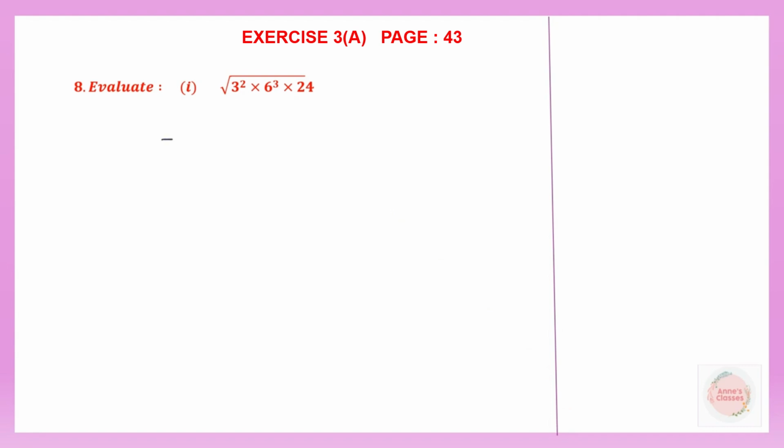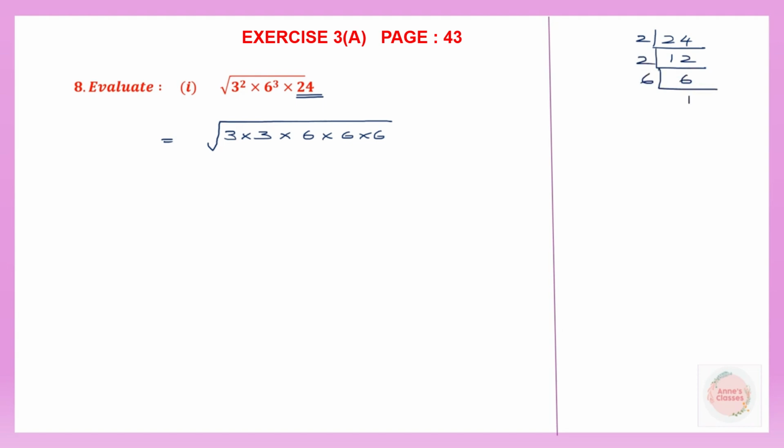Here, let's write 3 square as 3 into 3, and 6 cube we'll write 3 times, 6 into 6 into 6. Now 24, let's find the factors of 24. Let's take 2, 12, then 2 6s are 12. Now here I'm going to use 6 itself. It's not just the prime factors, I'm just finding some factors. 6 itself, the reason is I have 6 here, so I can use this 6 here also. So let's write that 6 here.